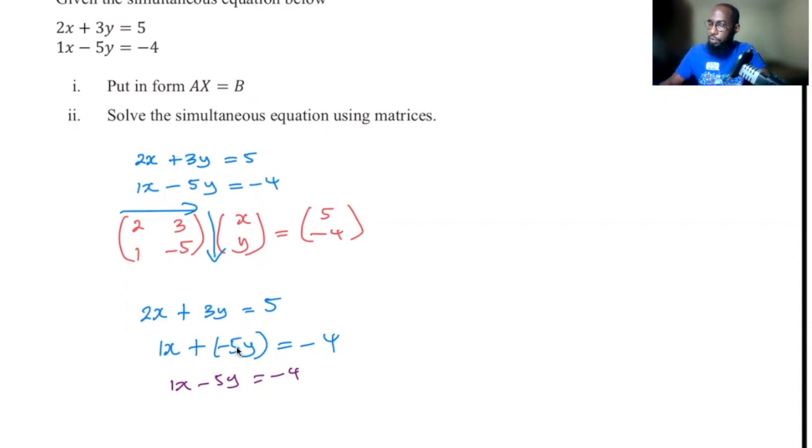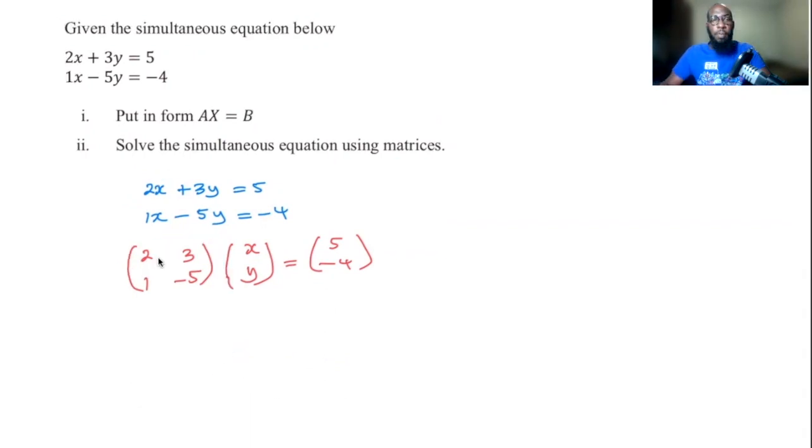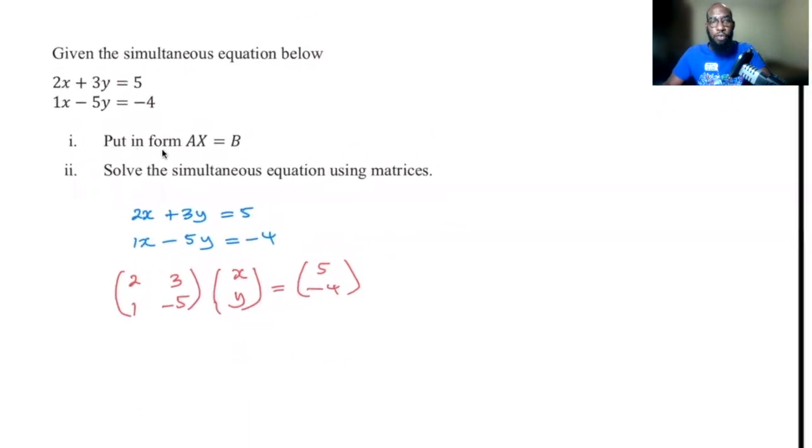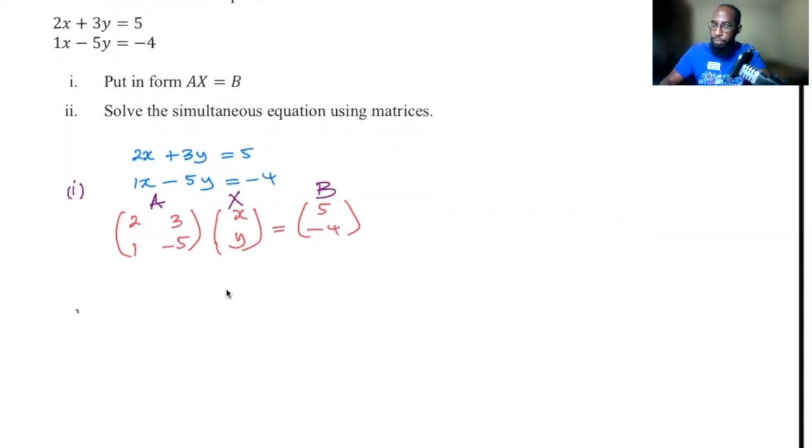Continuing, we just erase this right here. Remember this said put in form AX equals B. This is the form AX equals B, right? This is A, this is X, and this equals B. So this is the form right here. So this is part 1. Very simple. Part 2, we have to solve the simultaneous equation.